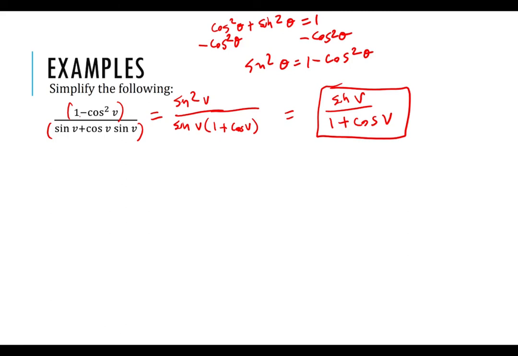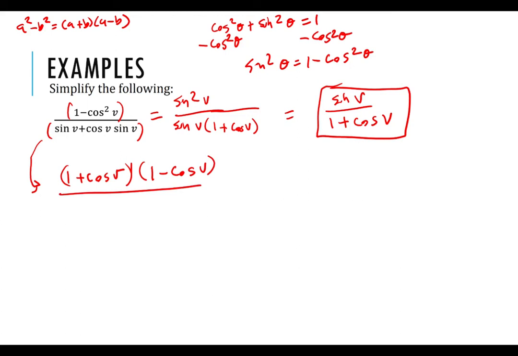And so I see that 1 minus cosine squared of v is actually a difference of squares. Remember that a squared minus b squared is the same thing as a plus b times a minus b. And so if I want, I could also try this idea where I can factor the numerator via difference of squares. That's going to be 1 plus cosine of v times 1 minus cosine of v. And in the denominator, well, I'm still going to factor that sine of v, but that's sine of v times 1 plus cosine of v.